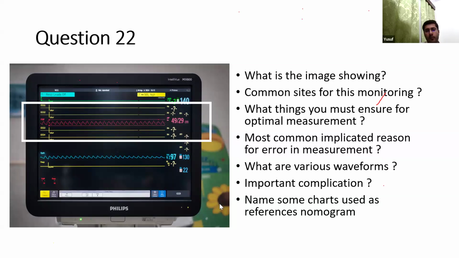Other charts did you know of apart from Zubrow? Very good. Zubrow, Dinamap, McNamara. Very good. Okay, so we'll go and see the answers.